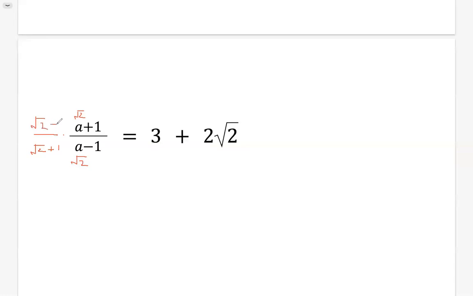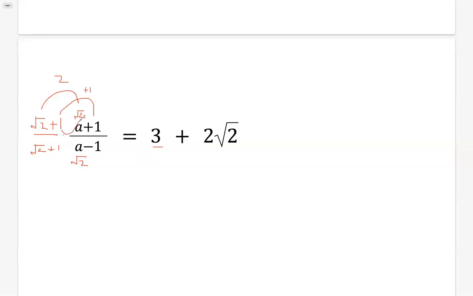For the denominator, we get the first one squared minus the second one squared. Square root 2 squared is 2, minus 1 squared, which is 1. 2 minus 1, we get 1. Denominator is 1. Well, the numerator, we have a square root 2 times square root 2, which is 2. Well, 1 times 1, which is 1. So 1 plus 2, we get 3.